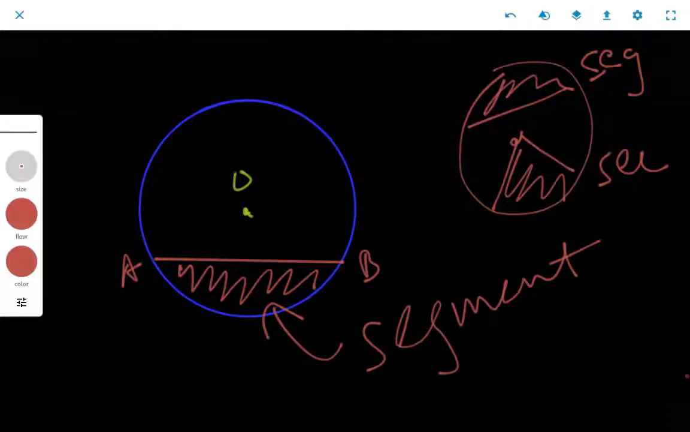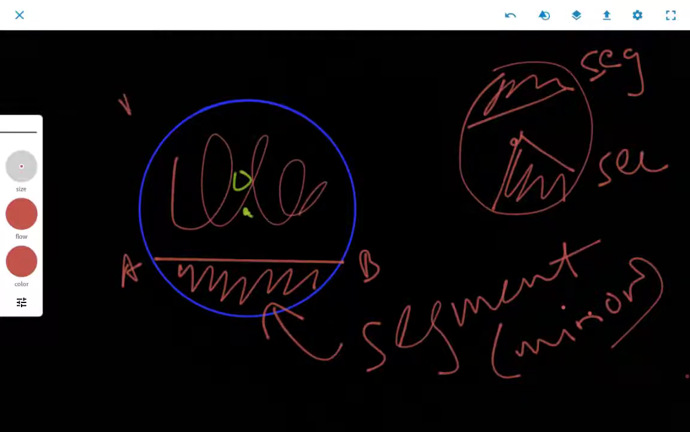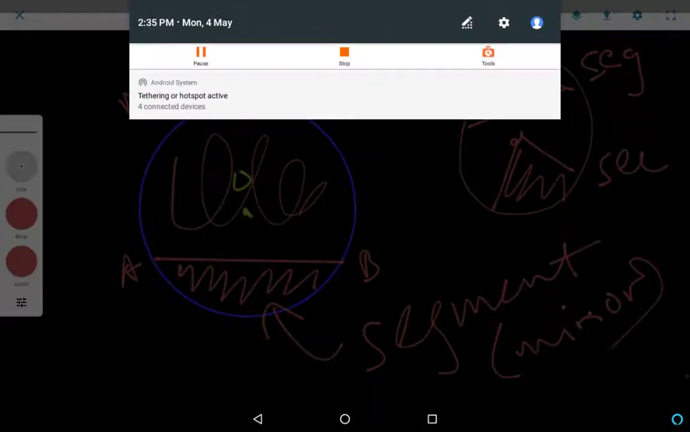Remember this. Since you can see this is a small segment, this has to be the minor segment, and the larger part, the whole thing, will be the major segment. Okay, now segments have been done. Let me see. Okay, what a secant and a tangent are, I'll show you now.